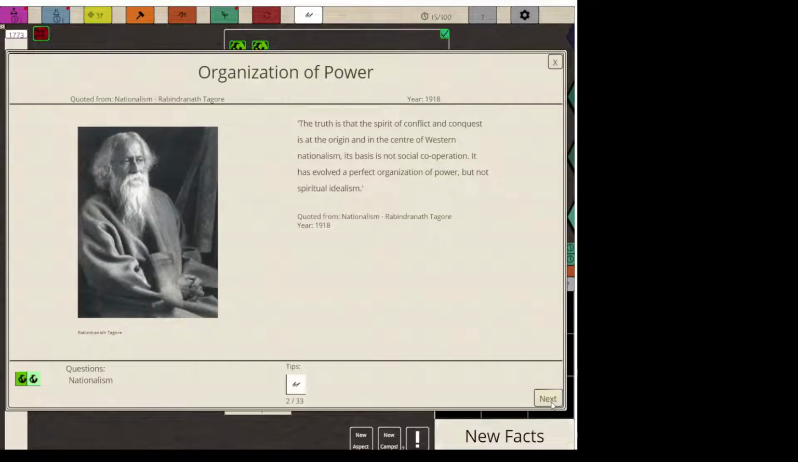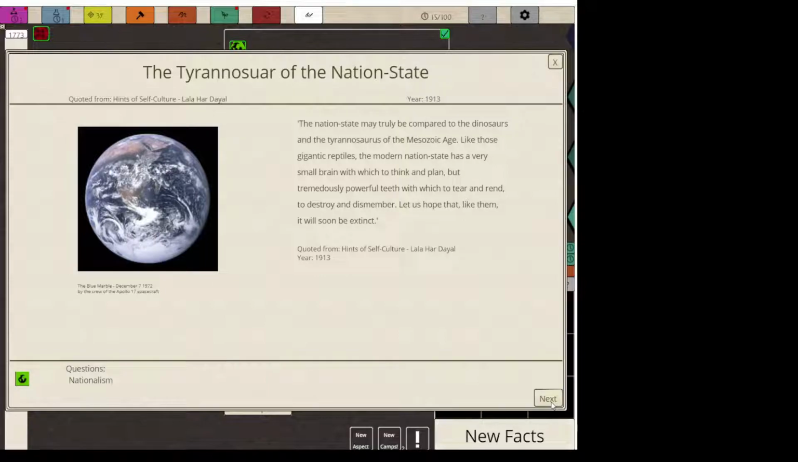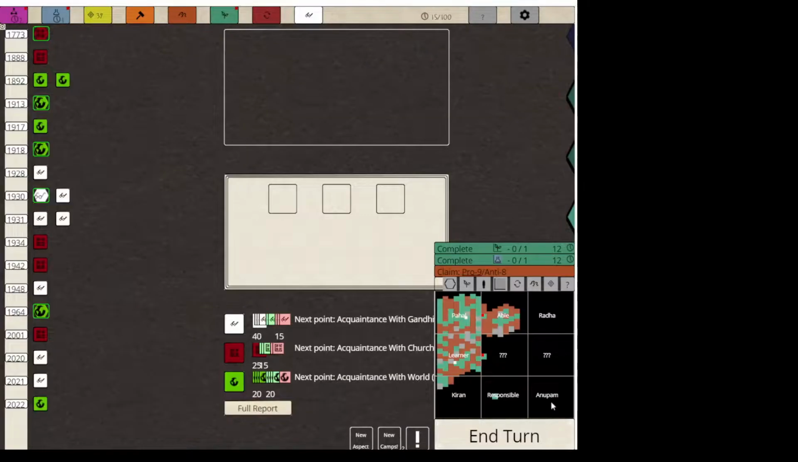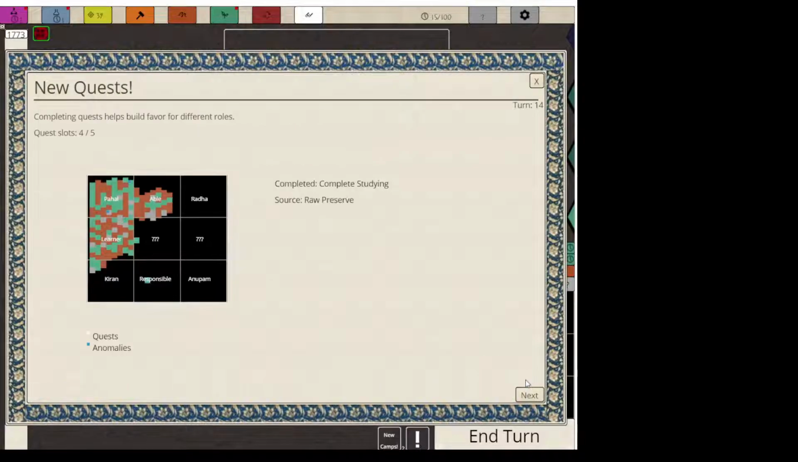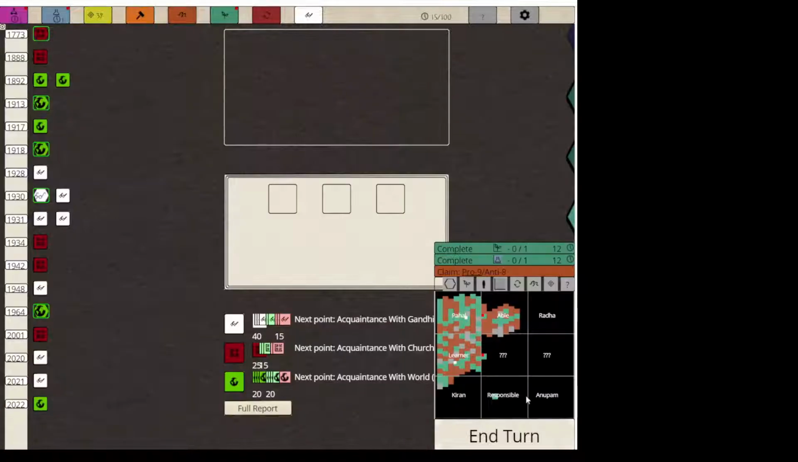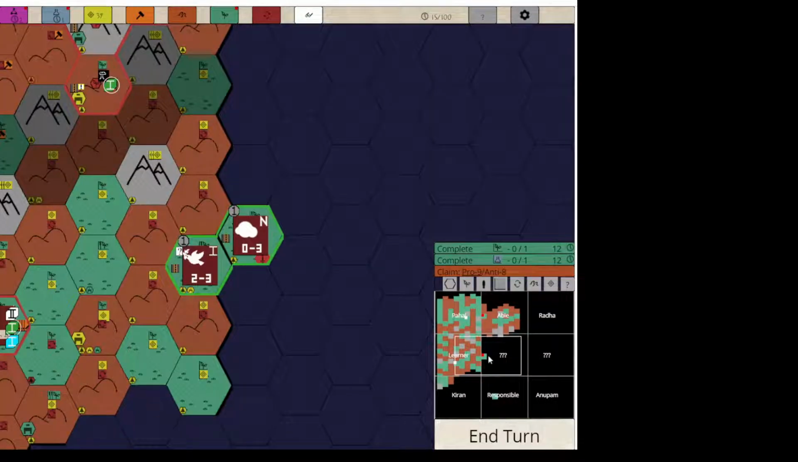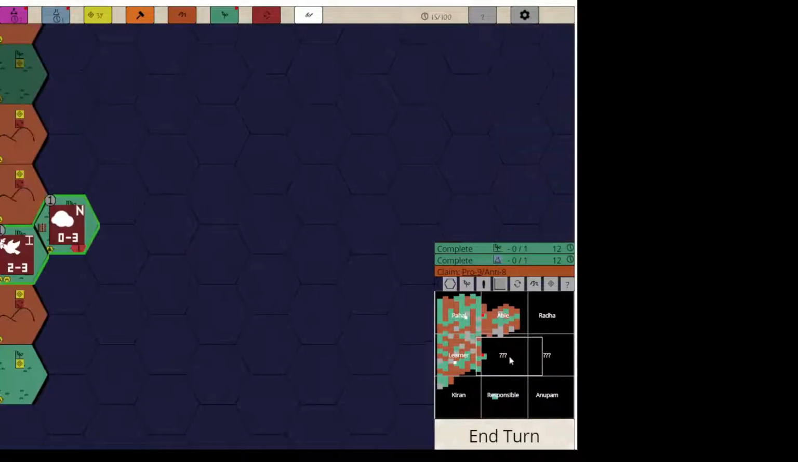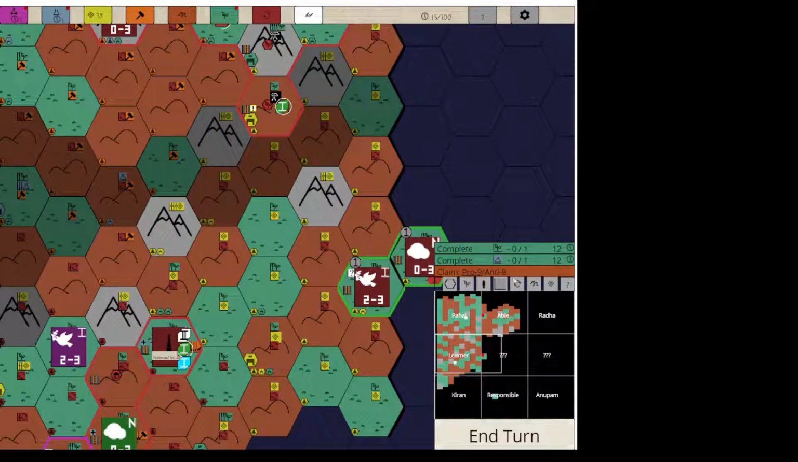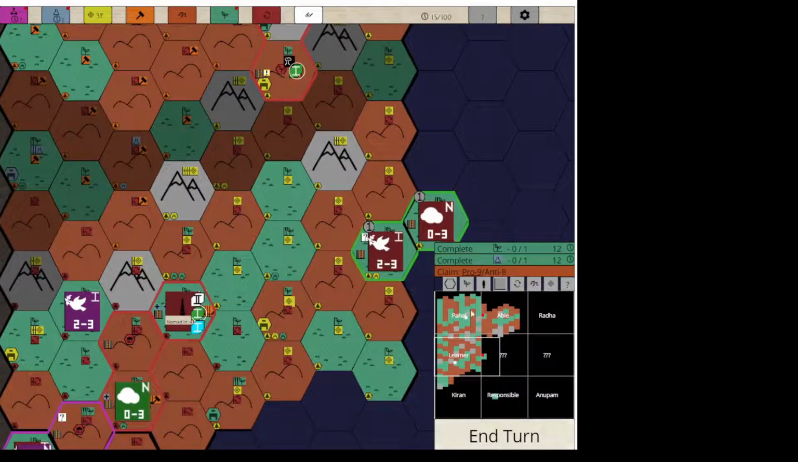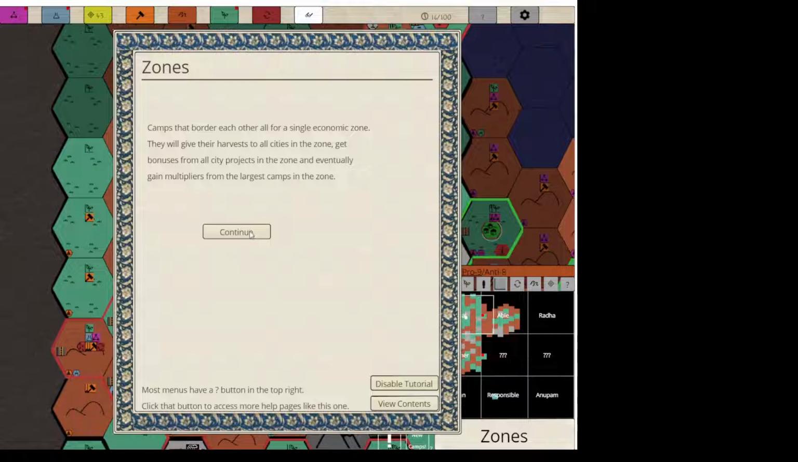This is a quick quote from Nationalism by Tagore and Hints of Self-Culture. That's an interesting one. Anyway, pretty much continuing on as we were. You can see here that we have 2 regions that are yet to be unlocked, so we need to do that to complete this claim quest. And we also got a couple of major quests from our roles that we control, the role of ourselves and the role of being the learner in the group. So you have to complete a technology and basically grow a camp somewhere. So we're just going to keep working towards those.